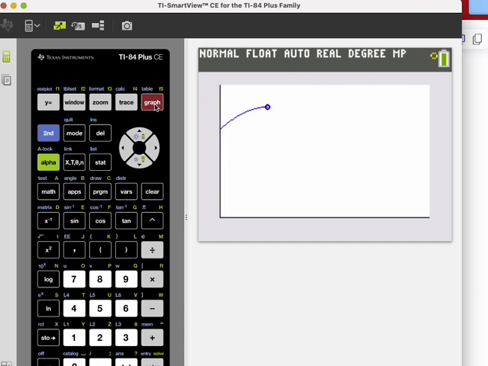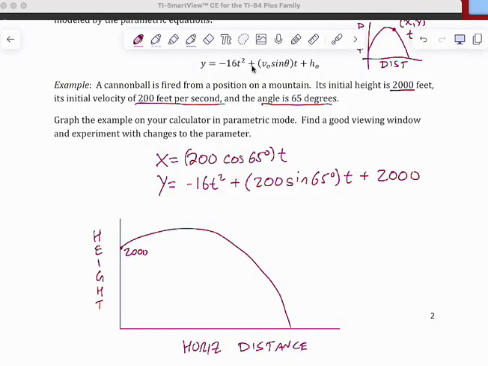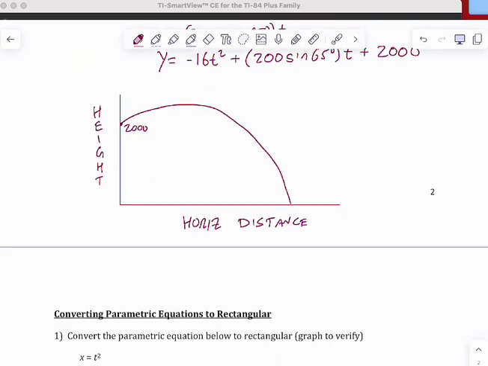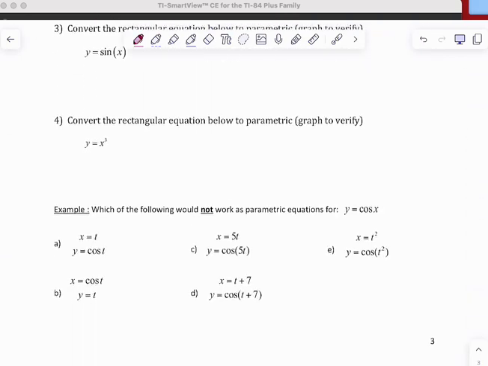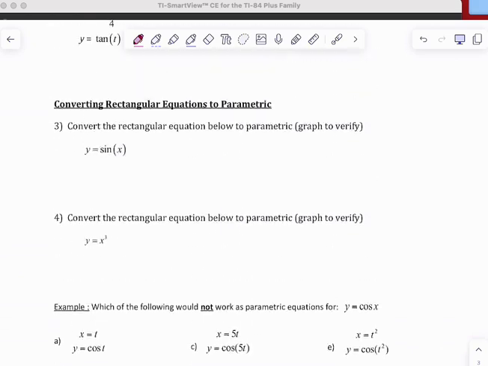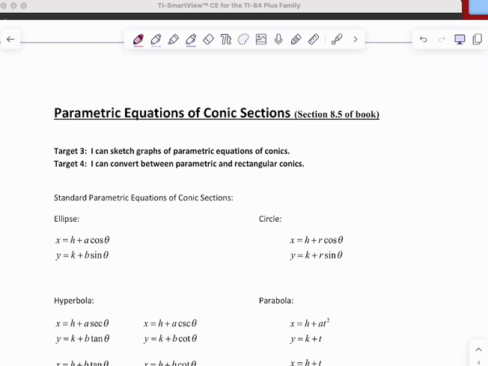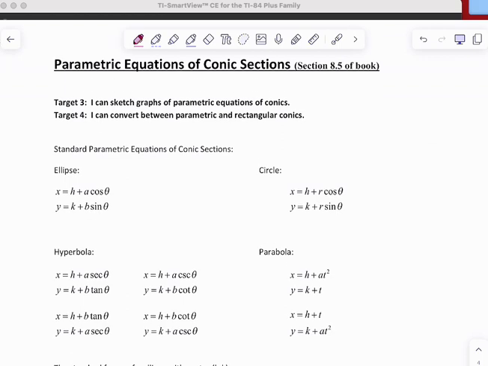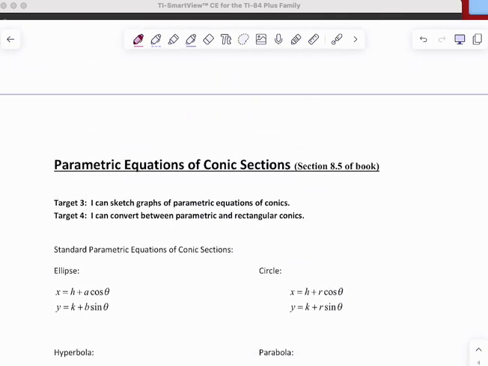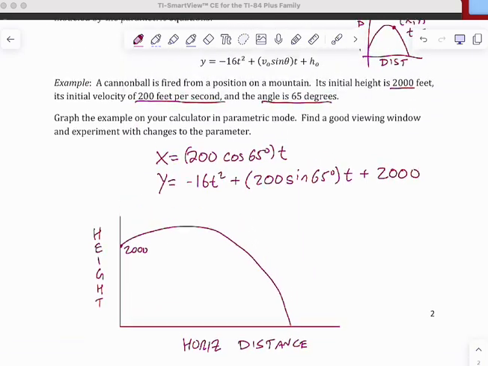So that's it. That's all I wanted to show you on the calculator. Obviously, there's going to be more to learn than just that. We are going to learn converting next, and we're going to spend quite a bit of time on the converting part of this. Then we're going to learn about conic sections and how to graph those in parametric mode. And that will be the chapter.